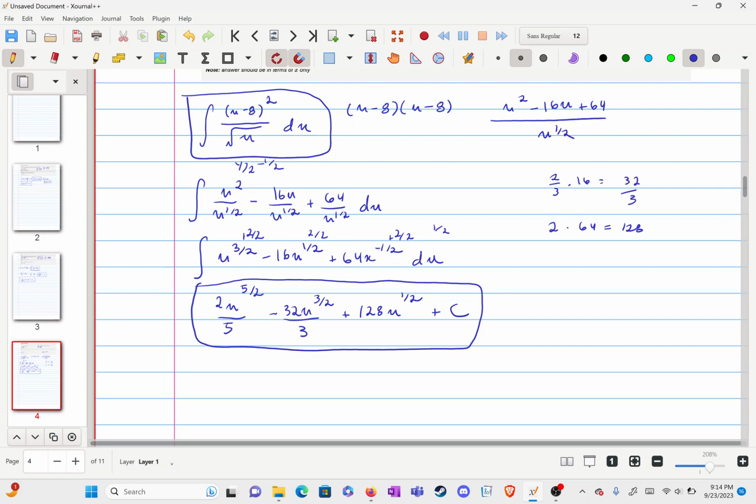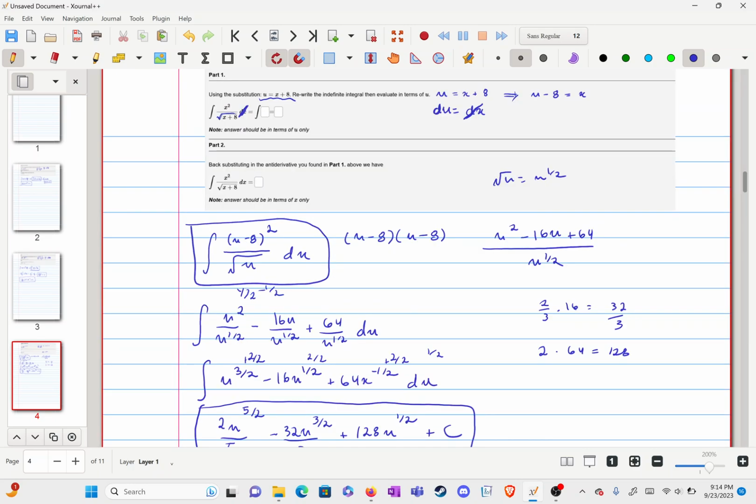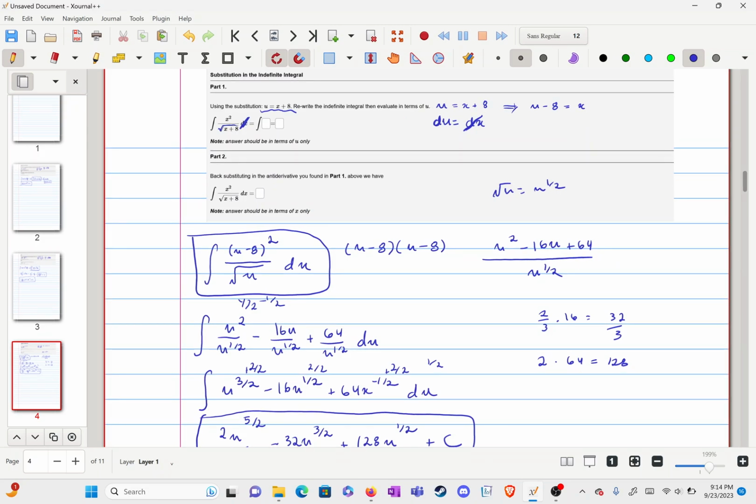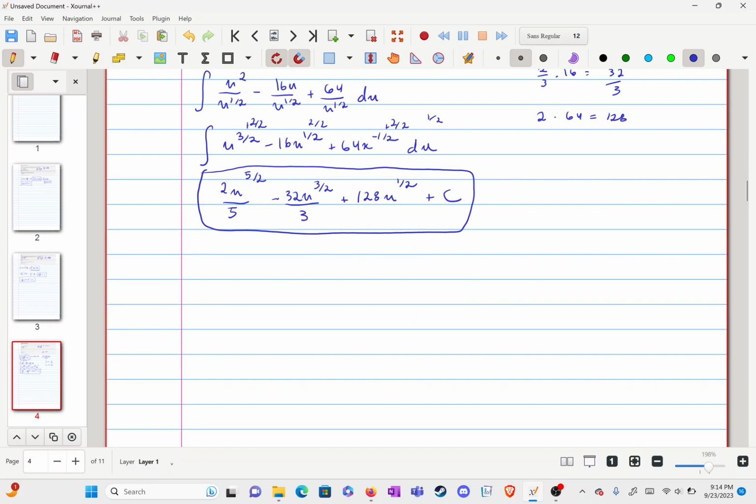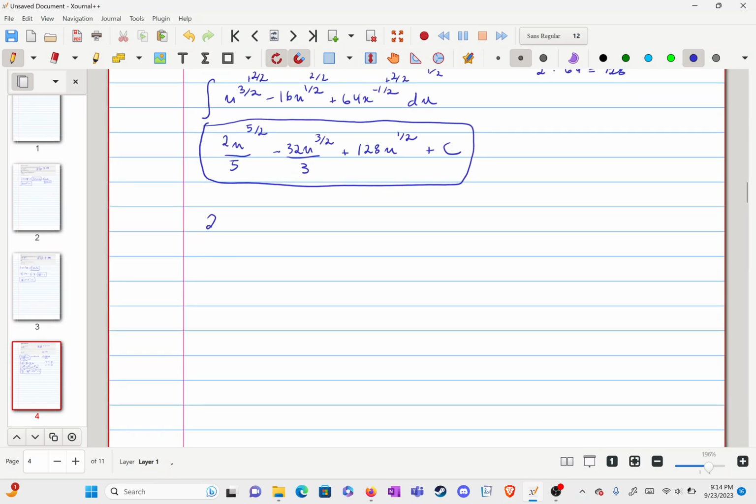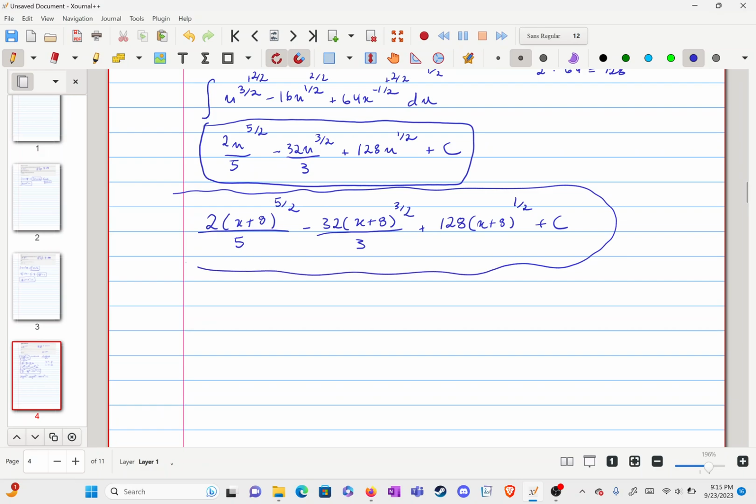But now we have to back substitute with the x's. So everywhere we see a u, we put back our u in terms of x. We have u equals x plus 8, so we put an x plus 8 everywhere we see u. So let's write that out. 2 times (x plus 8) to the 5 over 2, over 5, minus 32 times (x plus 8) to the 3 over 2, divided by 3, plus 128 times (x plus 8) to the power of 1/2, plus c because it's indefinite. And that is our final integral.